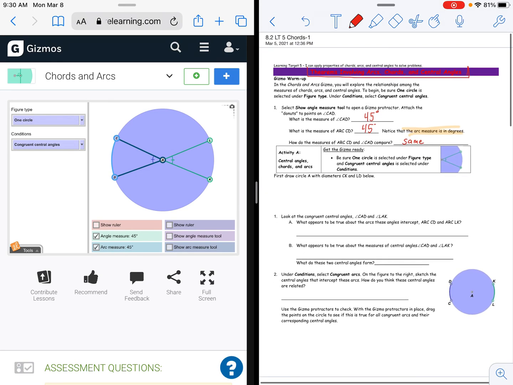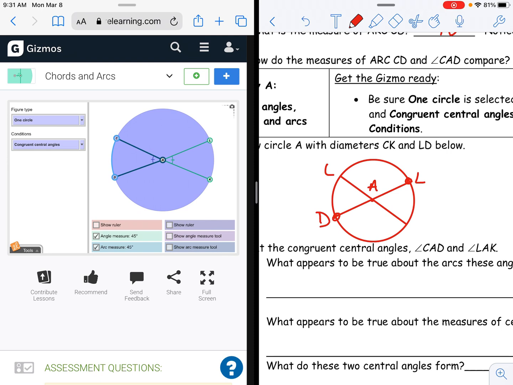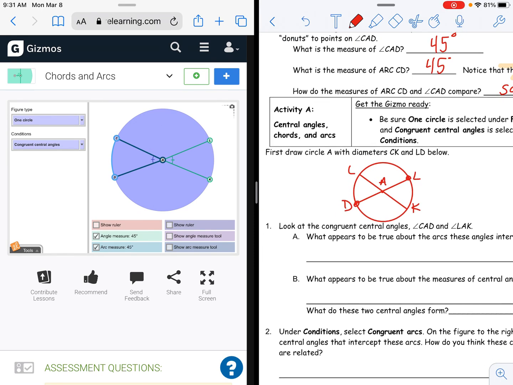Now, first draw circle A with diameters CK and LD. We're just going to draw what we see over here. So I have some circle, this is circle A, and I'm drawing diameter DL and diameter CK. All I did was draw what I have.